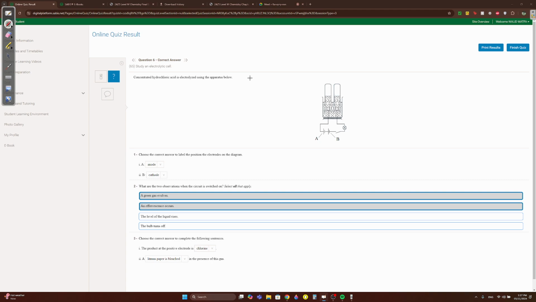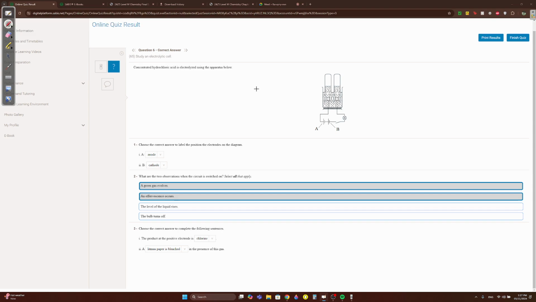Concentrated HCl is electrolyzed using the apparatus below. Which one here is on the positive side? We know in electrolysis, anode is the positive. And which one here is on the negative? It's always cathode. So B is going to be cathode, A is anode. Why? Because the smaller side of the battery is always negative and the longer side is positive.